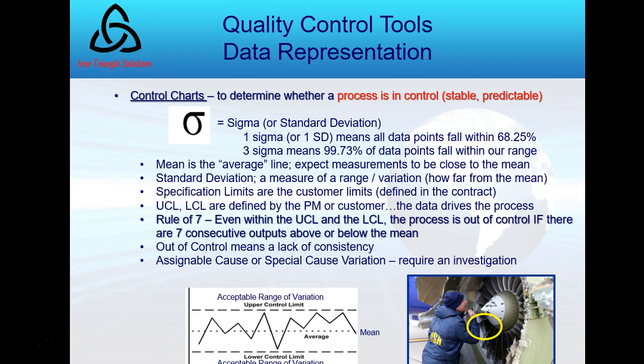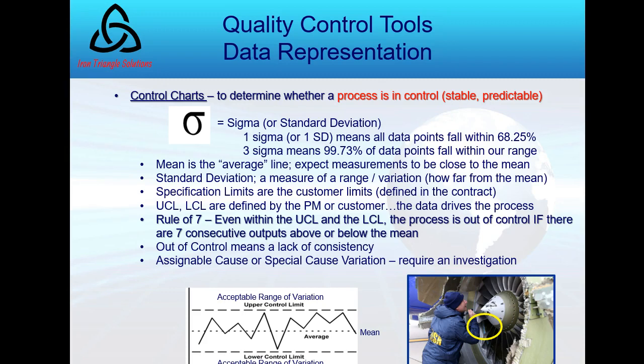Mean is referred to as the average, and you see that in the chart on the bottom, the dashed line in the middle. The standard deviation is a measure of a range or variation. How far from that dashed line or that mean can I get and it still be acceptable? Okay. So I'm showing you between the dashed lines. So the dotted line is the mean. The dashed lines are the acceptable range of variation, upper and lower limits. And that's what I refer to as UCL and LCL. Okay.